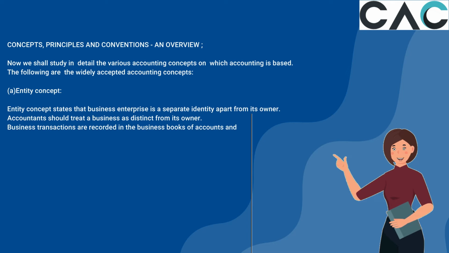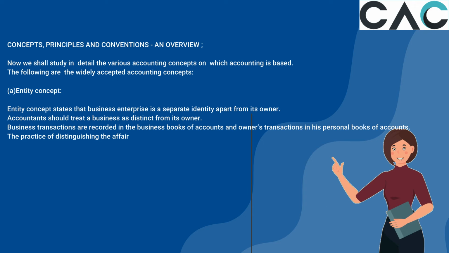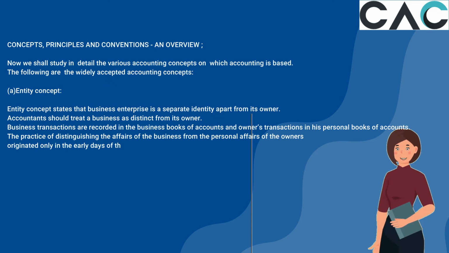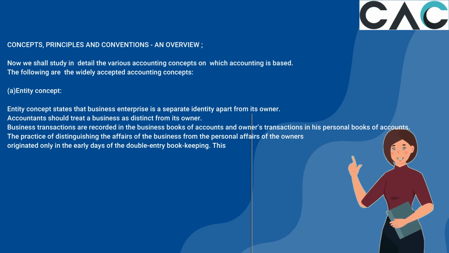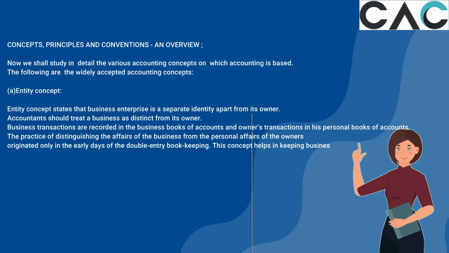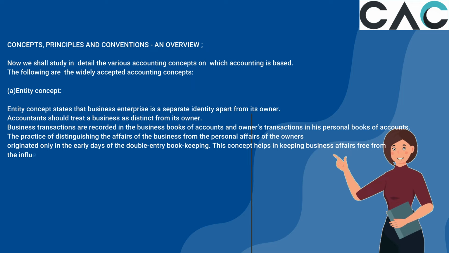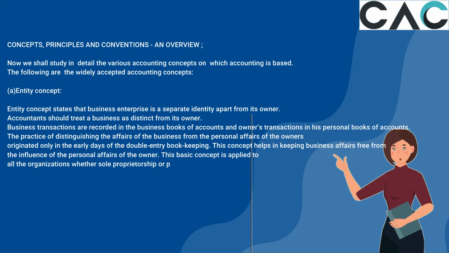Business transactions are recorded in the business books of accounts and the owner's transactions in his personal books of accounts. The practice of distinguishing the affairs of the business from the personal affairs of the owners originated only in the early days of double-entry bookkeeping. This concept helps in keeping business affairs free from the influence of the personal affairs of the owner.